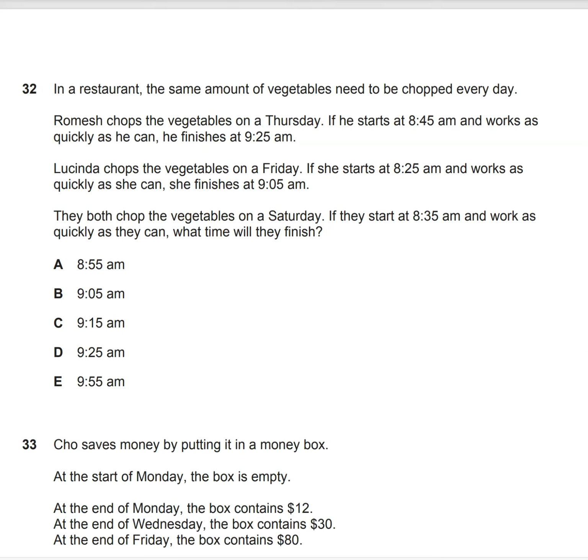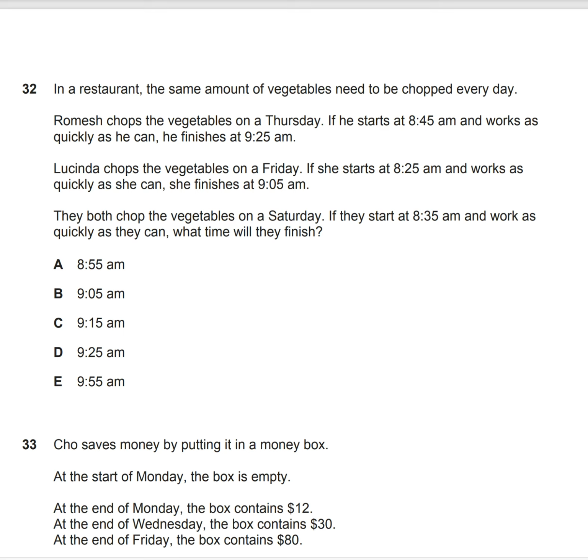32. In a restaurant, the same amount of veggies need to be chopped every day. Ramesh chops the vegetables on a Thursday. If he starts at 8:45 and works as quickly as he can, he finishes at 9:25. Lucinda does it on a Friday. She starts at 8:25 and she finishes at 9:05. They both chop on Saturday. If they start at 8:35 a.m. and work as quickly as they can, what time will they finish?